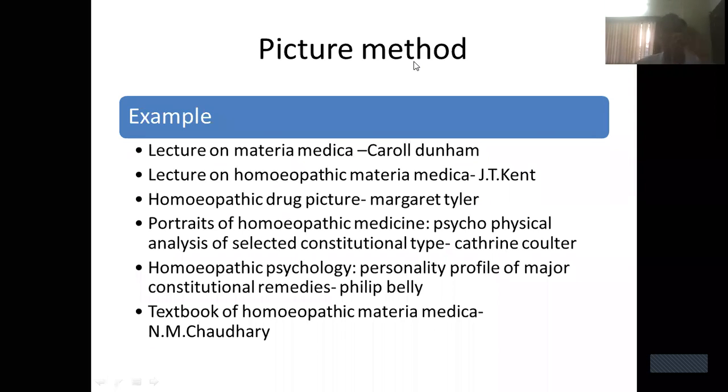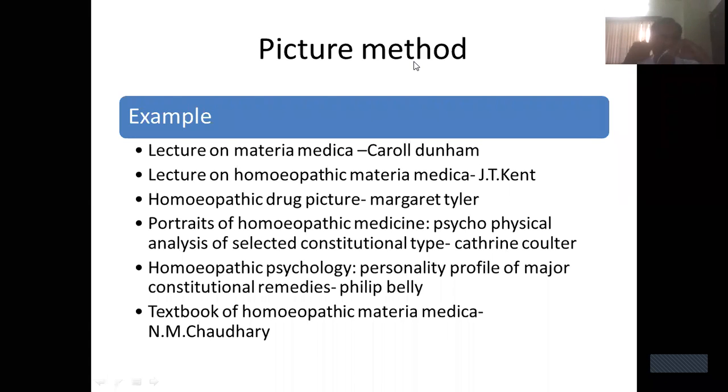Sorry for the disturbance. In examples, we have seen Lectures on Materia Medica by Kent, Lectures on Homeopathic Materia Medica by James Tyler Kent, Homeopathic Drug Pictures by Margaret Tyler, Textbook of Homeopathic Materia Medica by N.M. Chowdhury that we have discussed yesterday.